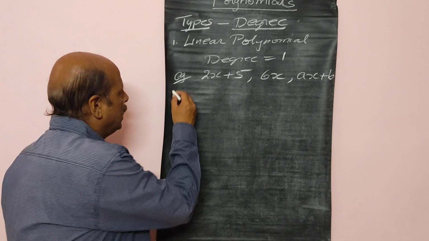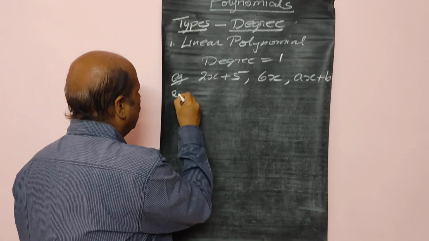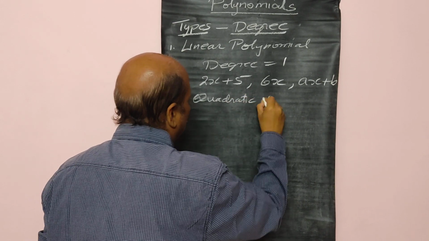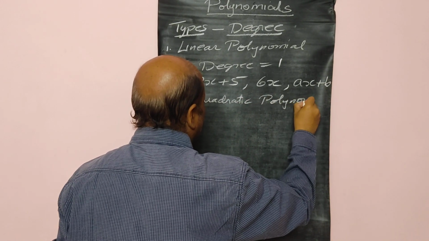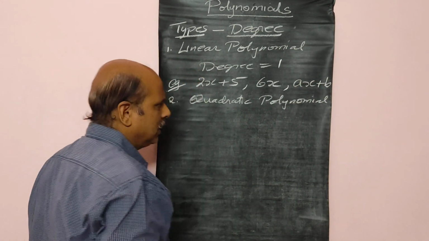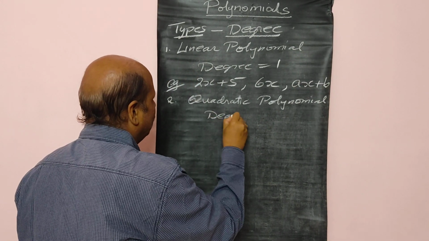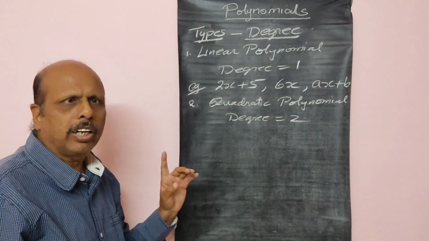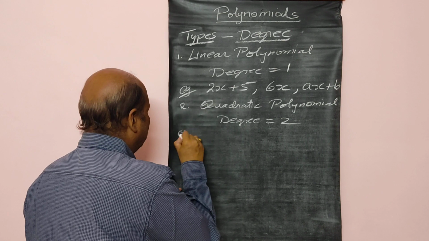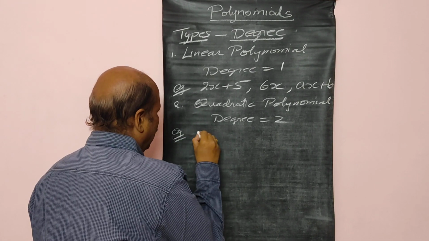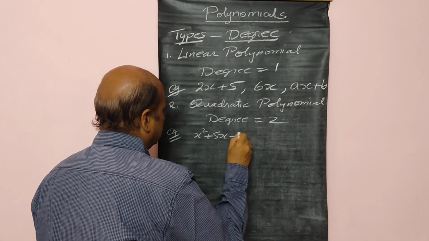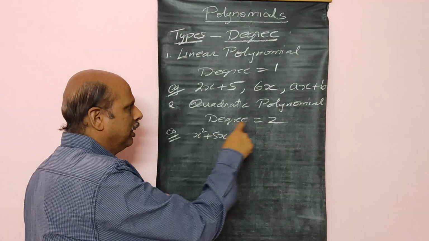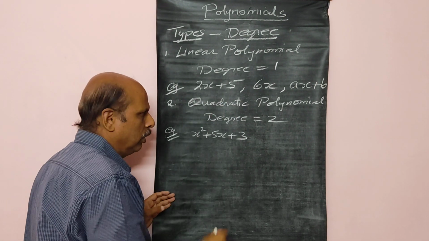The second type of polynomial is the quadratic polynomial. As the name suggests, the degree is equal to 2. If the degree is 2, it is called a quadratic polynomial. Example: x square plus 5x plus 3. The highest power of the variable in this polynomial is 2. Degree is 2. Therefore, it's a quadratic polynomial.